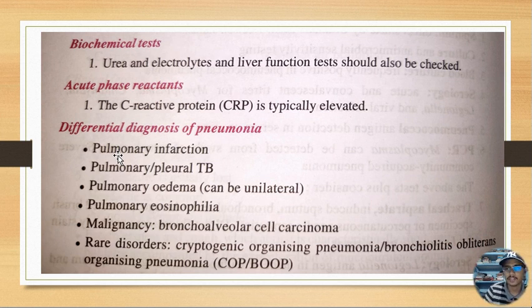For the differential diagnosis of pneumonia, we can consider pulmonary infarction, pulmonary tuberculosis, pulmonary edema, which can be unilateral, pulmonary eosinophilia, malignancy like bronchoalveolar cell carcinoma, and rare disorders sometimes like cryptogenic organizing pneumonia and bronchiolitis obliterans organizing pneumonia, which is called COP or BOOP.